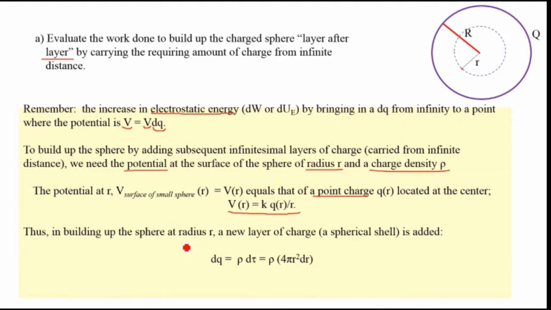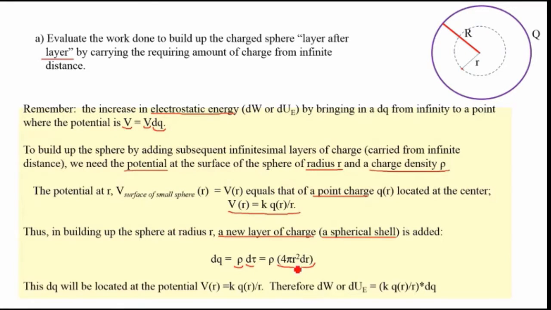So building this up, we need to calculate the dq. We're producing a new layer of charge. We're bringing in spherical shells just to save integrating over the angles. We're adding a spherical shell. The dq is the charge density times the volume of that shell. The volume of that shell is just the surface area of the sphere at that particular r times the thickness of the shell, so that's the dr.